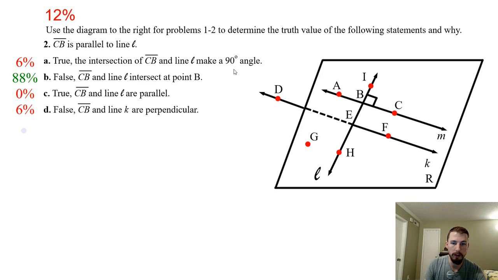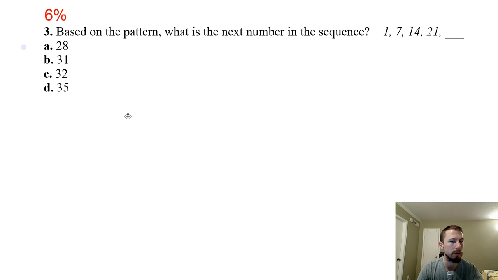Their intersection does form a right angle, but that's not why they're not parallel. It's because they intersect at B that makes them not parallel. All right. And CB and line K, those two are actually parallel. So I'm not sure what you guys are doing there.